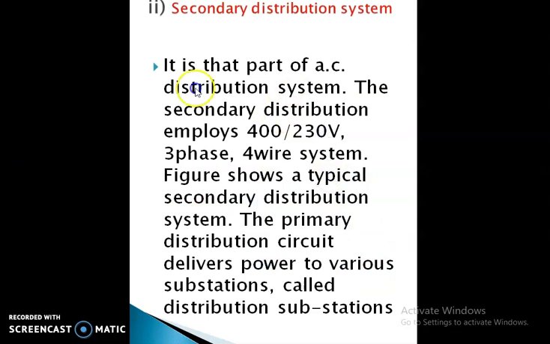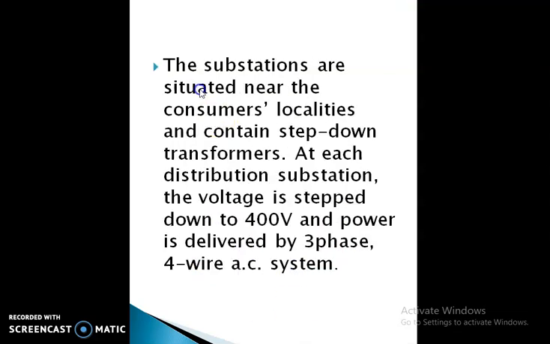Secondary distribution system. It is that part of the basic distribution system. The secondary distribution employs a 400 to 230 volt 3-phase 4-wire system. Figure shows a typical secondary distribution system. The primary distribution circuit delivers power to various substations called distribution substations. The substations are situated near the consumer localities and contain step-down transformers. At each distribution substation, the voltage is stepped down to 400 volt and power is delivered by a 3-phase 4-wire AC system.